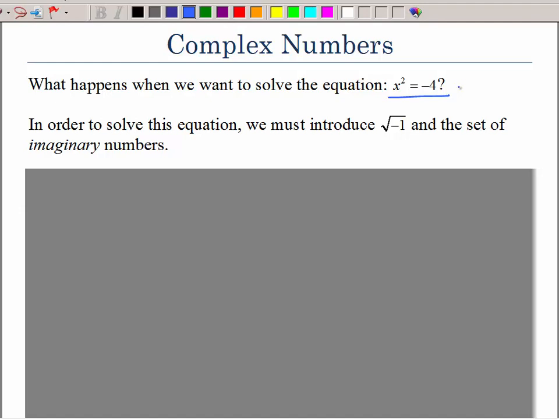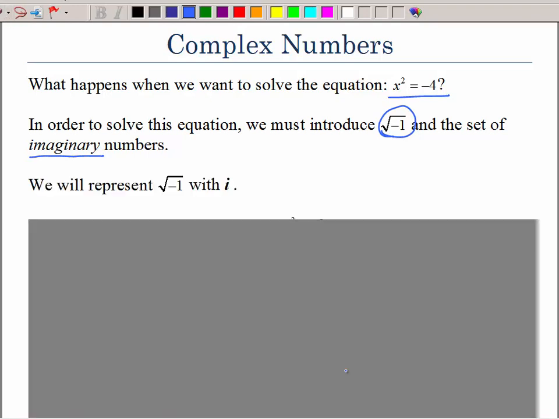In order to solve this equation, we're going to introduce the square root of negative 1 and the set of what's called imaginary numbers. For convenience's sake, instead of just writing the square root of negative 1, the math world has decided to represent that square root of negative 1 with the letter i. I think the word imaginary is very misleading. These are not make-believe numbers, they are just called imaginary. I wish they would have called them something else, but this is what we're stuck with. So we're going to represent the square root of negative 1 with i.